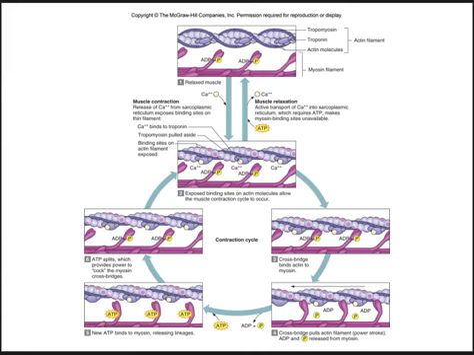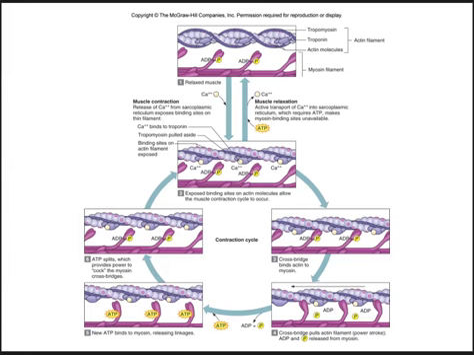The cross bridges detach and reattach to the active sites as shown in steps 5 and 6. Okay, so you can see those steps here. The cycle repeats as long as there's calcium and ATP around to drive this interaction.